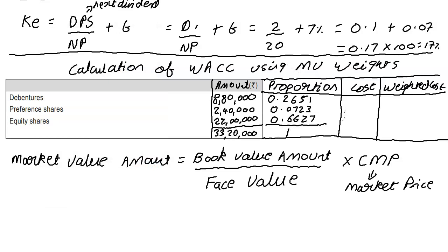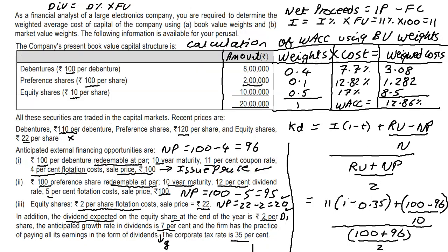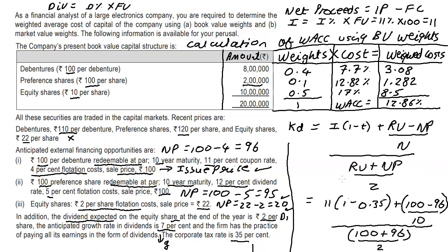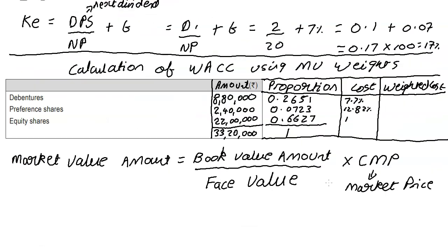And now, what about cost? This part is easy. We already have cost. Cost is simply going to be copy pasted from what we did above. 7.7%, 12.82%, and the last one was 17%. Okay, so 7.7, 12.82, and 17%. And again, the same logic, multiply proportion into cost in order to get weighted cost.